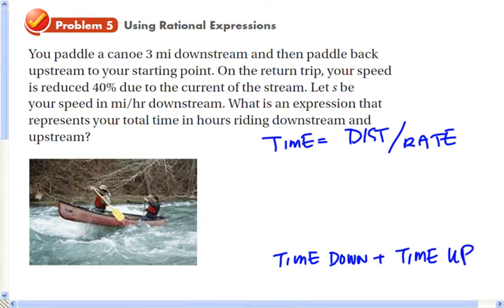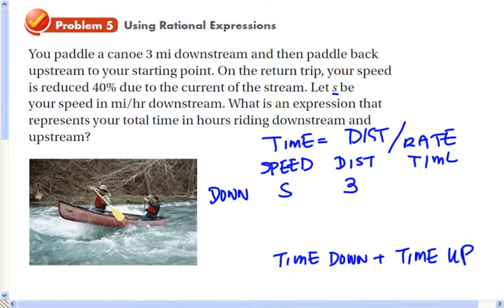All right, now let's just let our, it tells us let S be your speed downstream. So our speed downstream is S, and our distance downstream is 3. So our time down is our distance divided by our speed, so that would be 3 divided by S. So that's what we have for our time down, 3 divided by S.